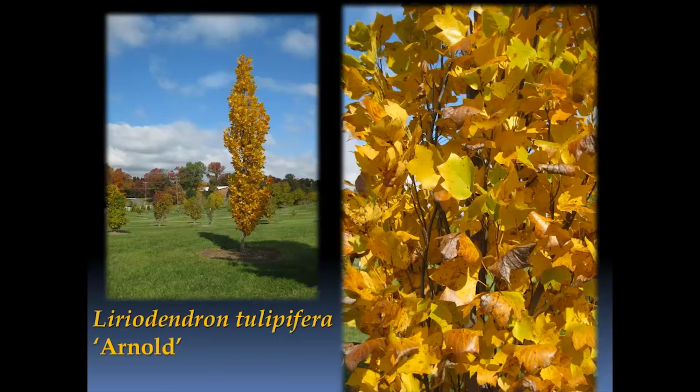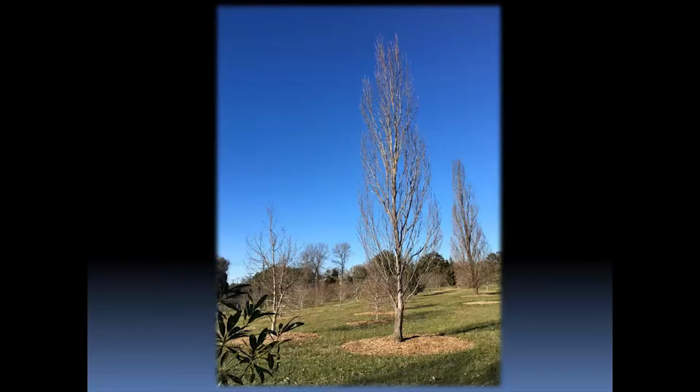Beating that dead horse of a fastigiate tree, I can't help it. I really like that form. This is a tulip poplar called Arnold. My favorite characteristic of it is this really nice fall color, but I love that nice texture, that upright growth that it performs in the landscape, and looks really, really good in the wintertime.